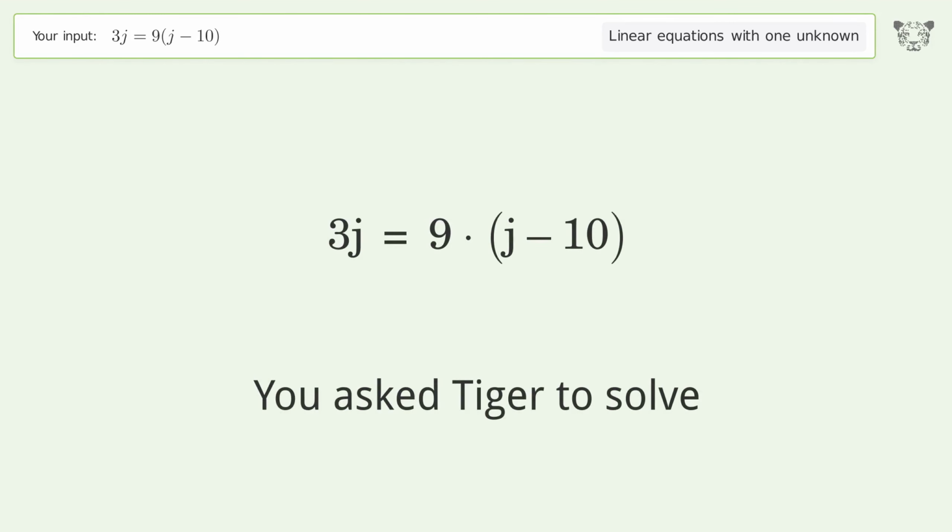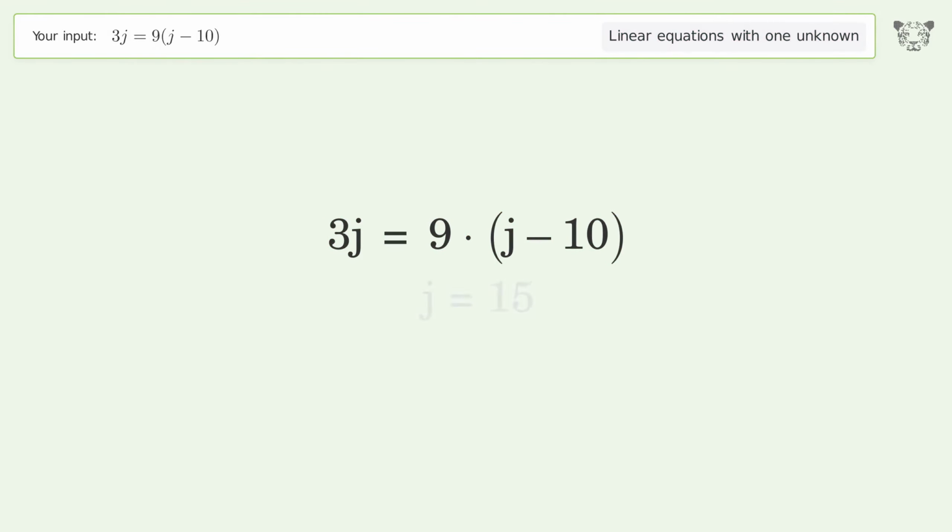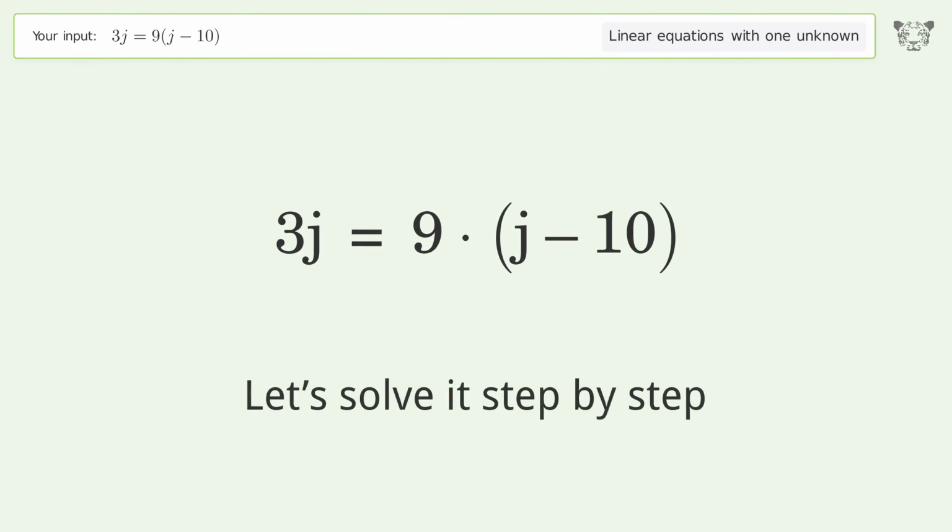You ask Tiger to solve. This deals with linear equations with one unknown. The final result is j equals 15. Let's solve it step by step.